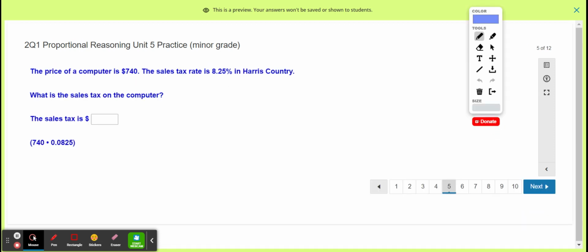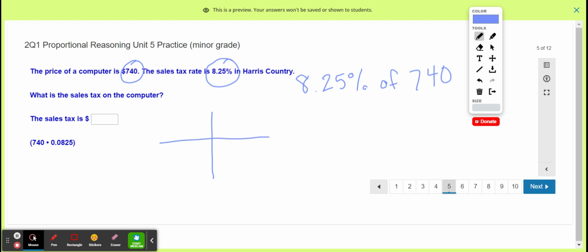Looking at number 5, the price of the computer is $740 and the sales tax rate is 8.25%. And so what we need is 8.25% of 740. We got the percent over 100, and then the sales tax out of the total. So the part that we're looking for is the sales tax.